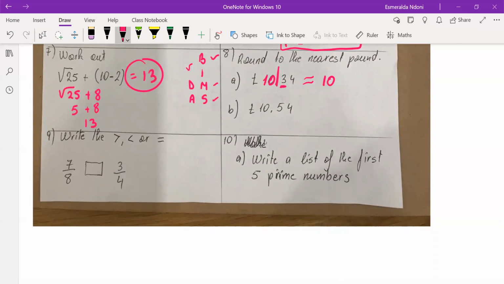We do the same thing on B, but now our decider is a 5. So 5, it's a big decider. We'll change the 10 with plus 1, and that will become an 11. And these are our finished answers.